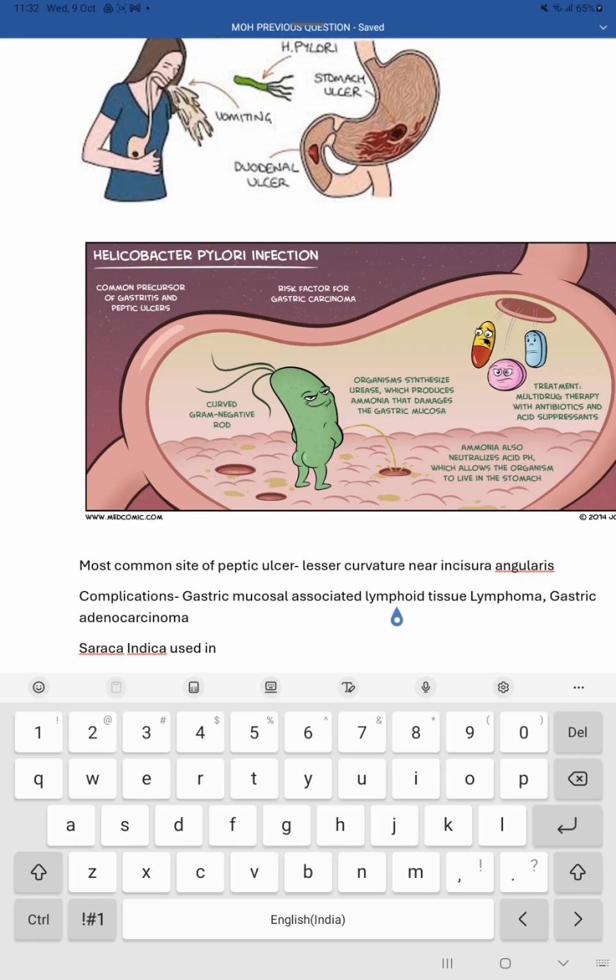Because of the perforation you get a hole. Because of the ulcer formation, the ulcer goes into deeper structures and creates a hole in the abdomen. Whatever contents are there, the HCl and other gastric acid enzymes, all enter the peritoneal cavity and create inflammation in the peritoneum, and you get peritonitis. So peritonitis is also a complication of peptic ulcer. These are the complications you get due to H. pylori, the most common organism causing peptic ulcer.